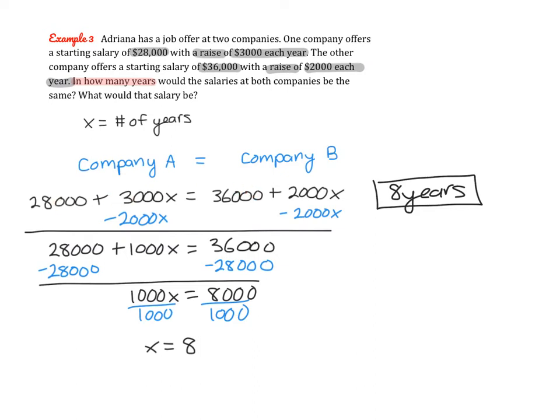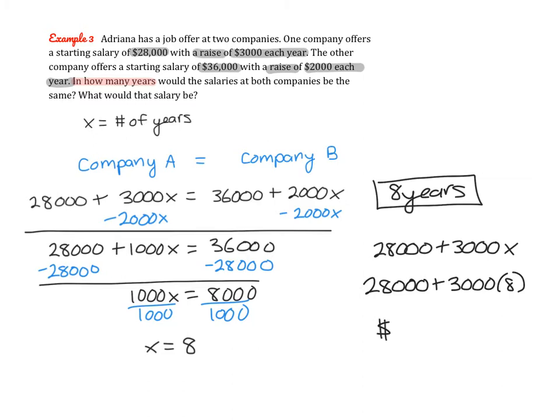So let's substitute it where it says company A. So here's the original expression that represents the salary for a given number of years. So if we plug in X equals 8, we substitute it, then that will tell us the salary after 8 years. So we do 28,000 plus 3,000 times 8. So this would give us a salary of $52,000. So after 8 years, at either company, the salary would be the same at $52,000.